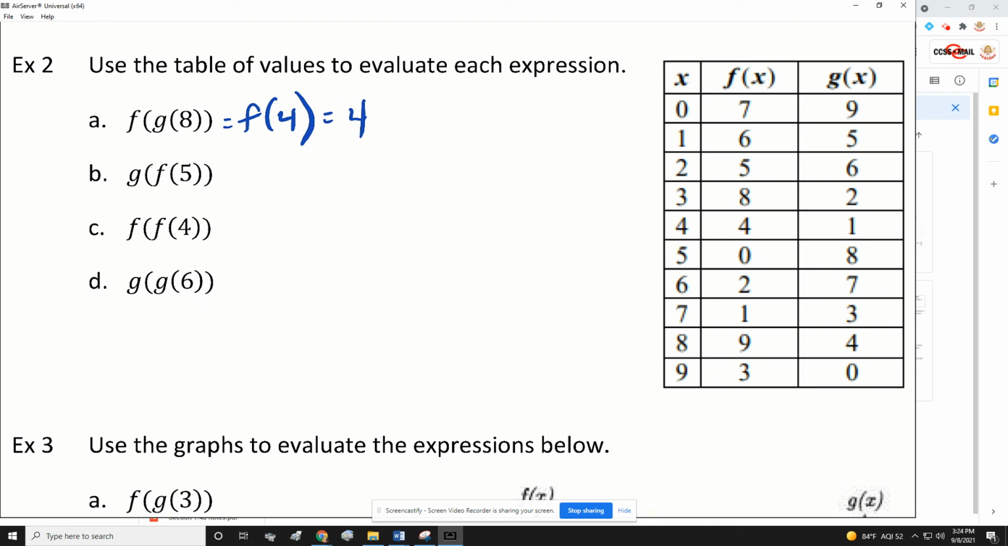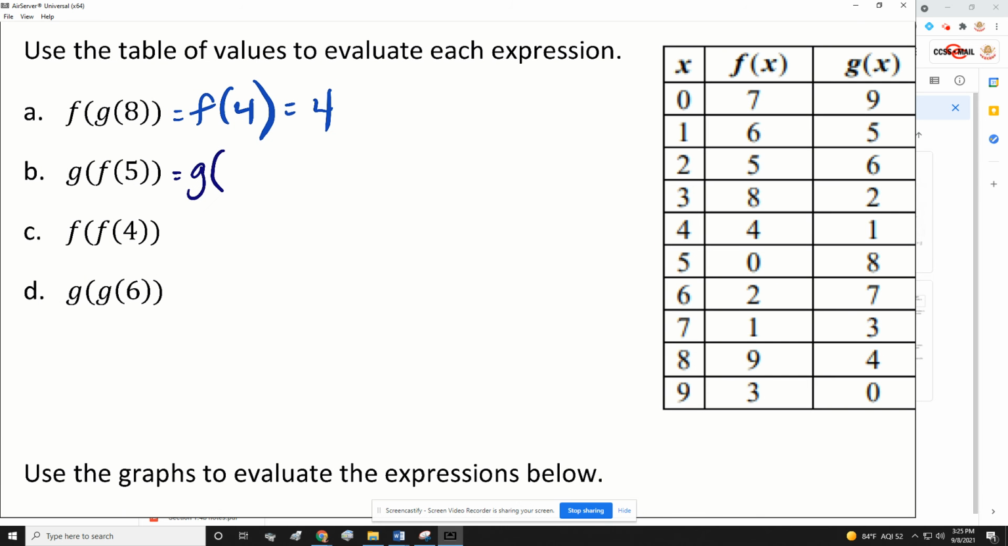All right, let's do B. So we're doing g of f of 5. So let's start with f of 5. When x is 5, f is 0. So now I want to find g of 0. When x is 0, g is 9.